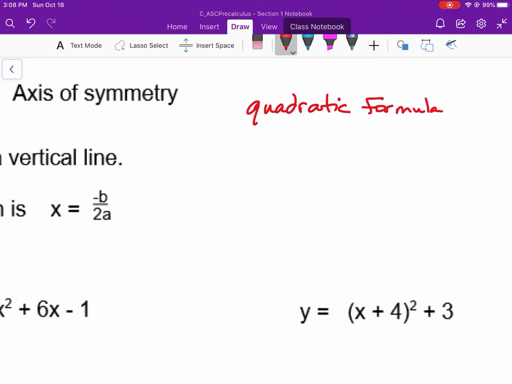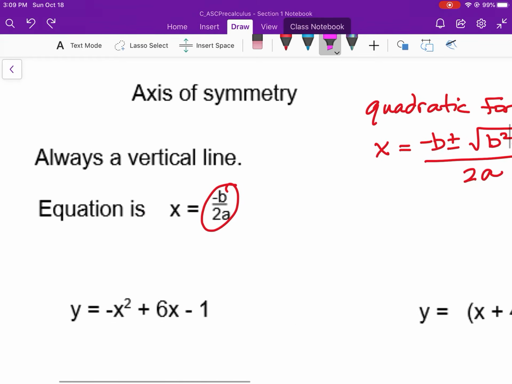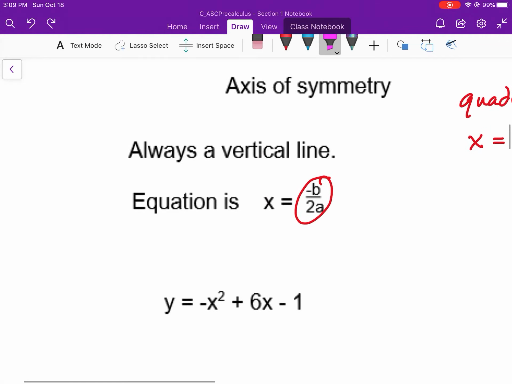The quadratic formula, remember, pop goes the weasel: x equals negative b plus or minus the square root of b squared minus 4ac, all over 2a, right? Notice negative b over 2a, notice negative b over 2a. There it is, hiding right there in plain sight. So if you know the quadratic formula, you're going to know the axis of symmetry equation, and hopefully vice versa. So you need to get that into your brain: x equals negative b over 2a.